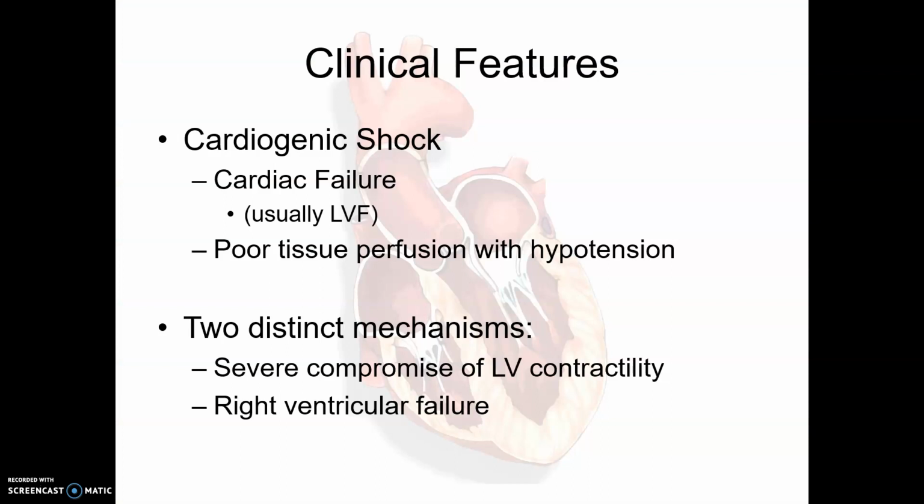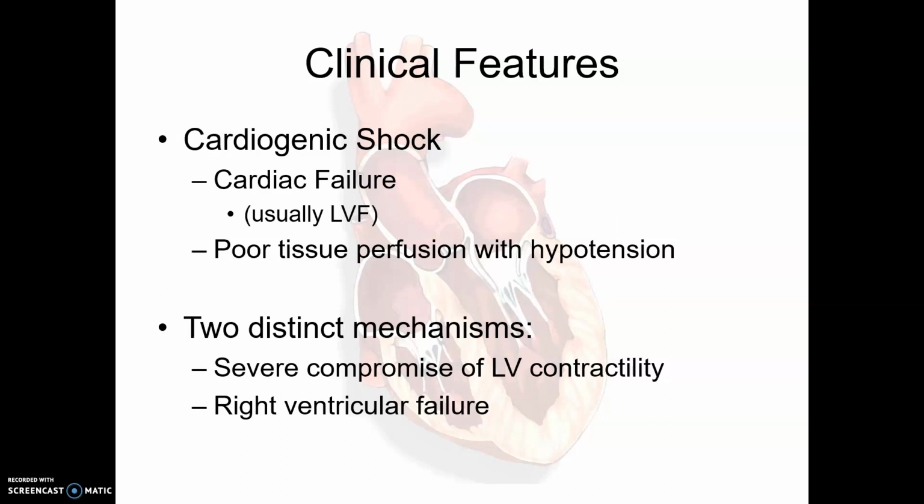Finally, we just want to talk a little bit about cardiogenic shock. And this is cardiac failure, usually left ventricular failure, in combination with poor peripheral perfusion and hypotension. This is usually due to extremely poor cardiac contractility in a failing heart, often secondary to coronary ischemia. The more common mechanism for this is just severe compromise of left ventricular contractility.